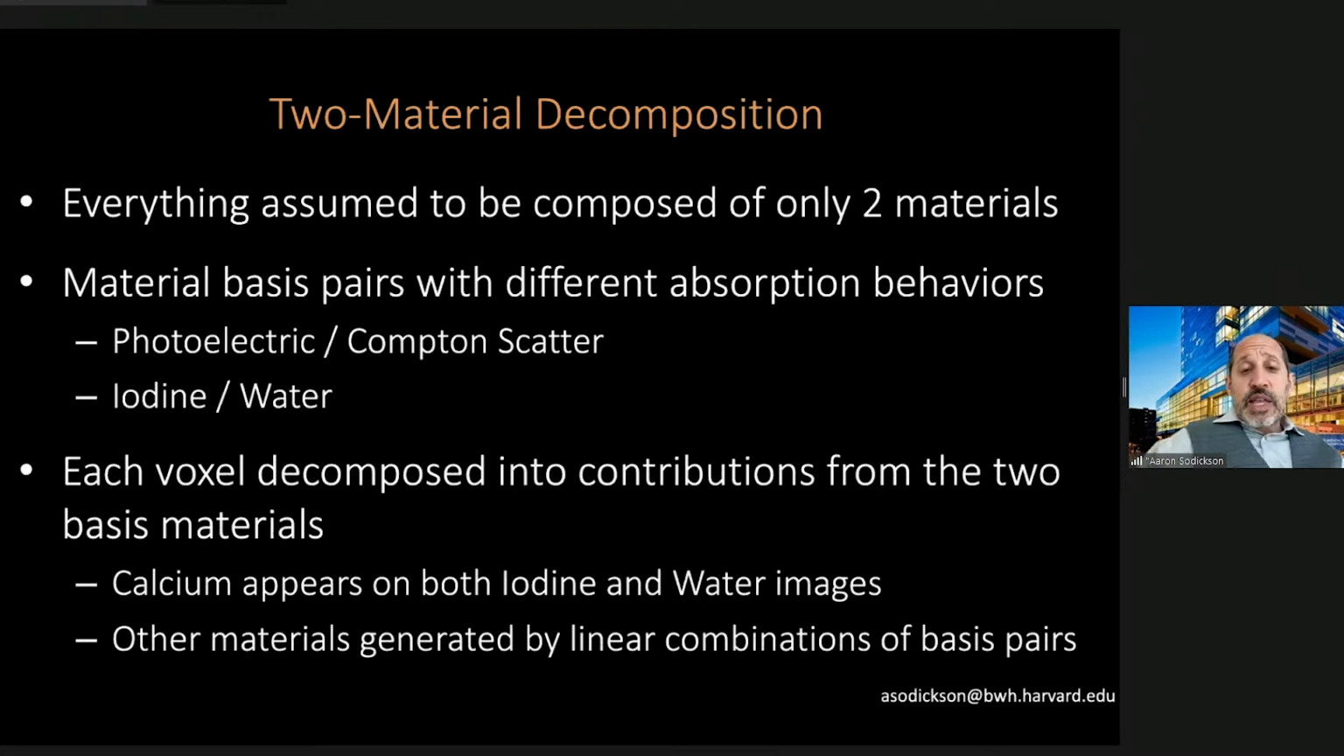Each voxel in the image is then decomposed into the contributions from those two basis materials that would account for the observed X-ray attenuation with the high and the low energy acquisition. The caveat here is that if you have materials other than the two in the basis pair, it's going to show up in both sets of images. So calcium is the classic example. Calcium appears in both iodine images and water images, and other materials like calcium or anything else can be generated by linear combinations of those basis pair images.